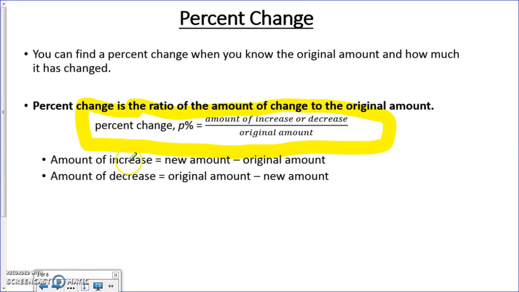Amount of increase, if it increased, you just take the new amount and you subtract the original amount from it. And if the amount decreased, you just take the original amount minus the new amount.